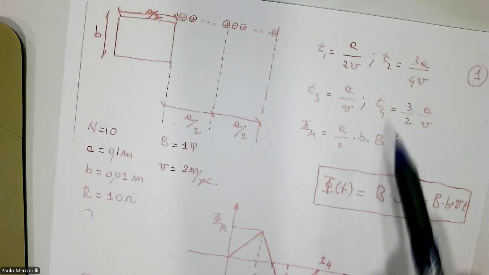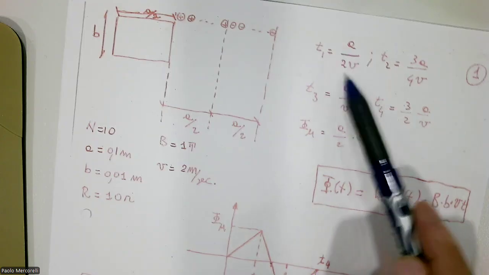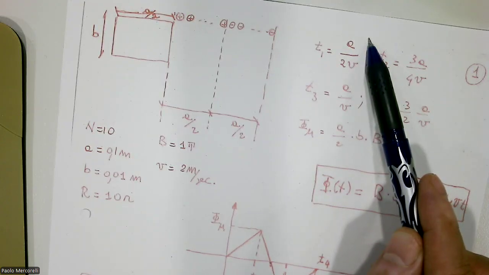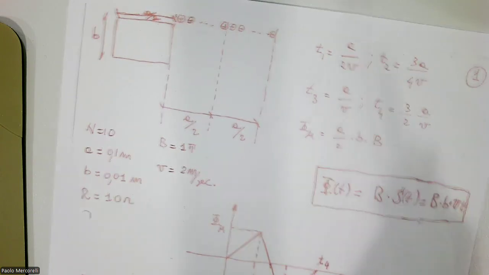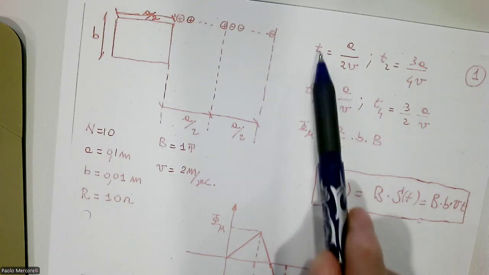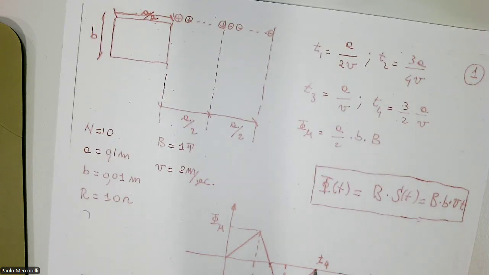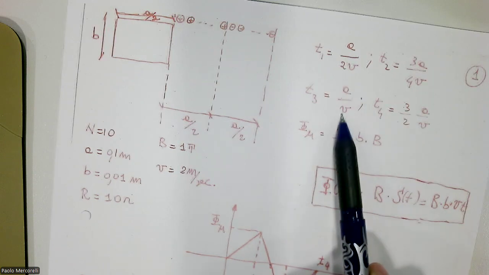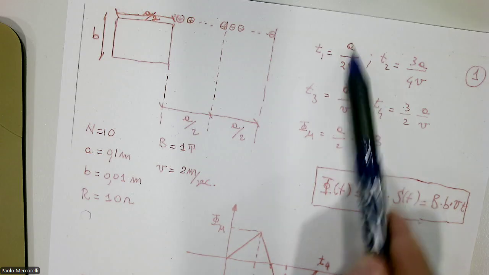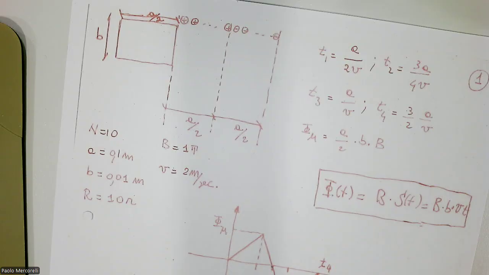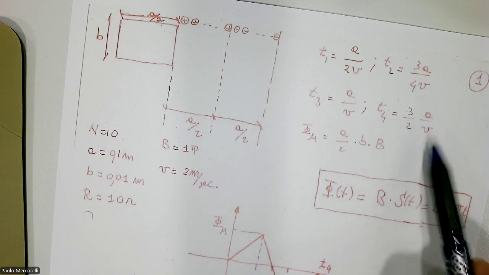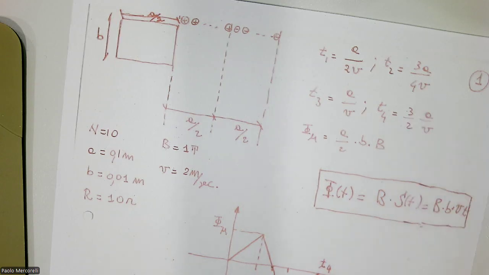Again, T4 plus half T1 is A divided by V, excuse me, plus T1, I made a mistake now. T3 plus T1 is exactly T4, because this time here is equal to T1. This means A divided by V plus A divided by 2V. And of course, do you remember, 1 divided by 2 plus 1 is equal to 3 divided by 2. Of course, A divided by V multiplied by 3 divided by 2. Try to do it all.